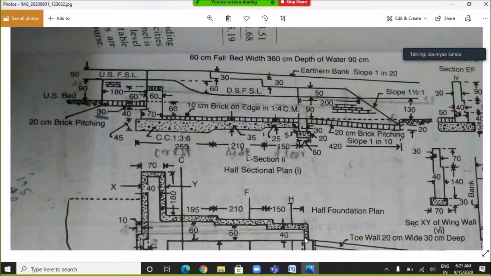Then for the next portion of the sidewall having length of 150 centimeter, this height will be from this point to this point. So previously this height was 1.7 meter from this point to this point. So if we deduct 30 centimeter from 1.7 meter, we are going to get the height from this portion to this portion, which is equals to 1.4 meter.